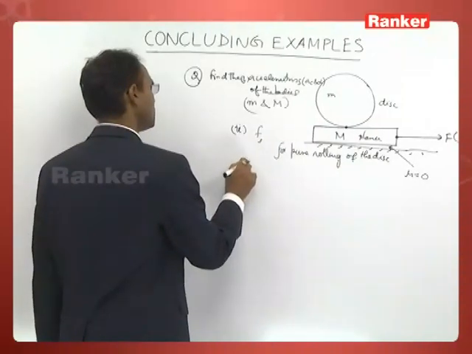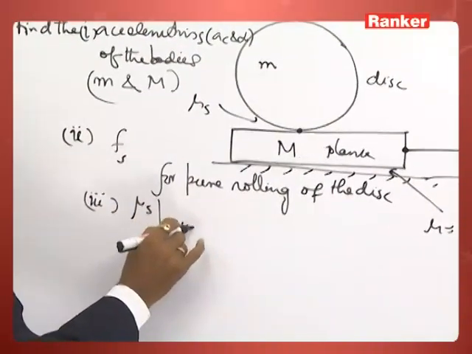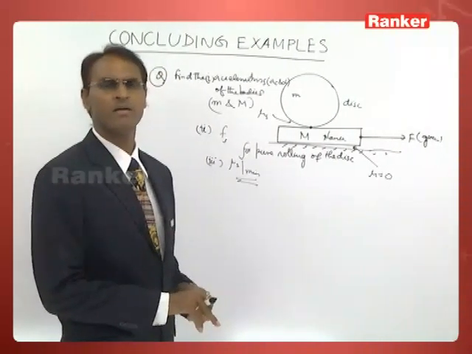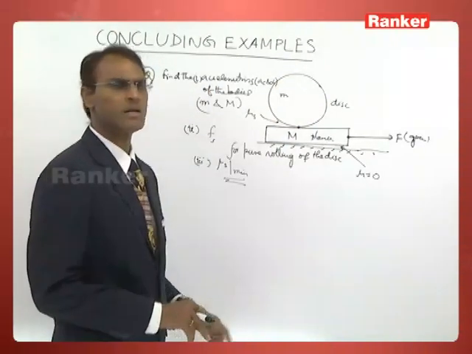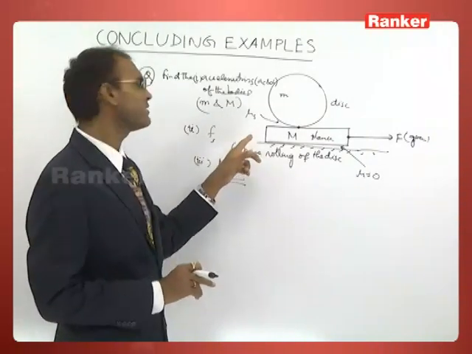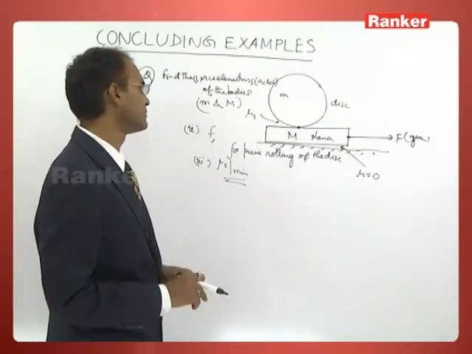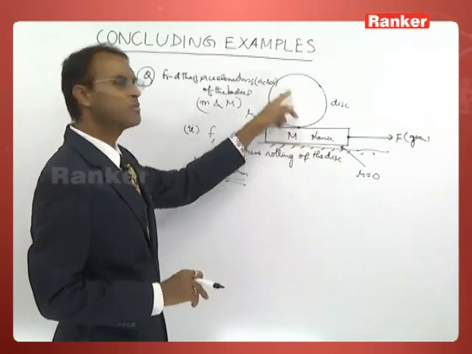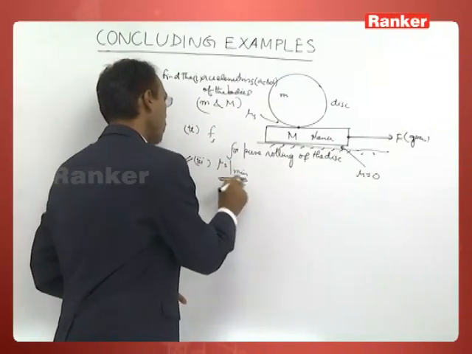Then you may add some other questions for this. Find the minimum value of mu s. To solve this problem, you have to write the force equation of the disk along x direction, along y direction, and the torque equation of the disk along z direction. An additional equation you need to write is the force equation on the plank, along with the law of static friction if you intend to calculate the minimum coefficient of static friction.